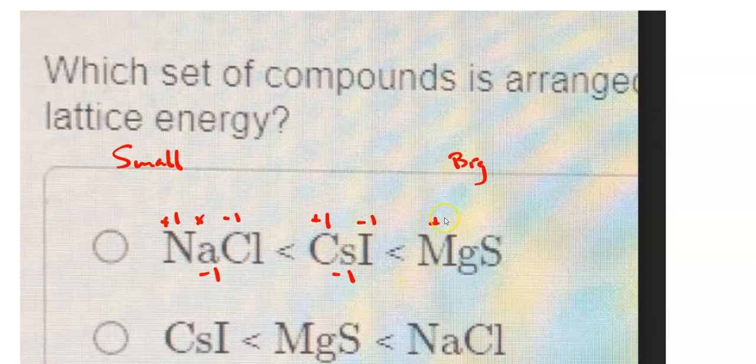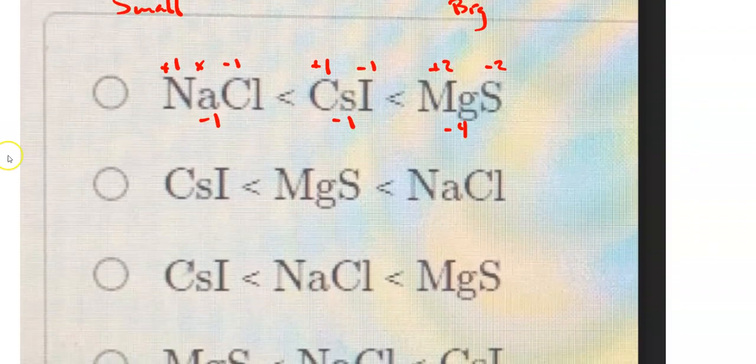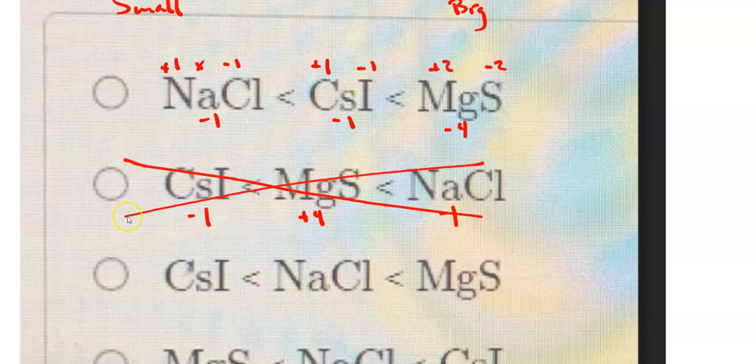Magnesium here is a +2. Sulfur is a -2. We multiply those and we get a -4. So we have 1, 1, and -4. That's a good sign. Let's look at the rest, though. We have -1, we have +4, we have -1. So this one is gone, because we always need magnesium sulfide on the right. So it's either this one or this one. We can see already this one's going to be wrong, because magnesium sulfide is a 4.